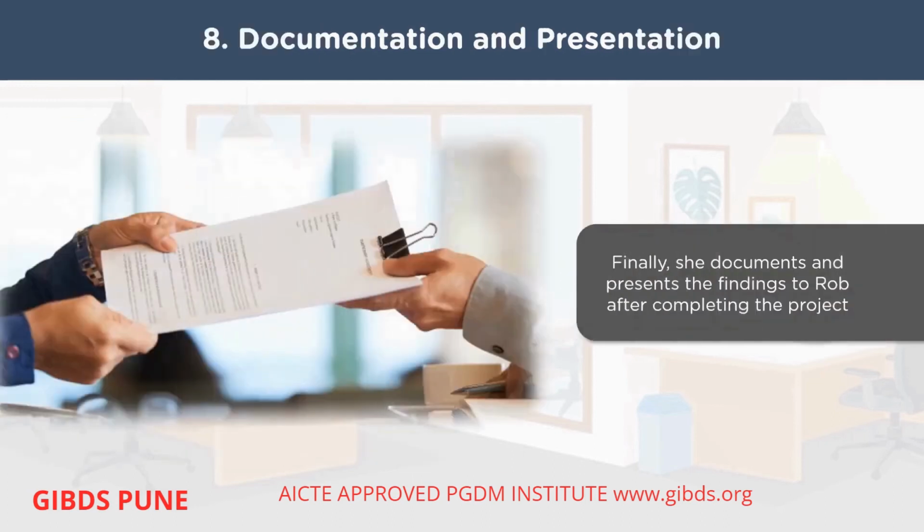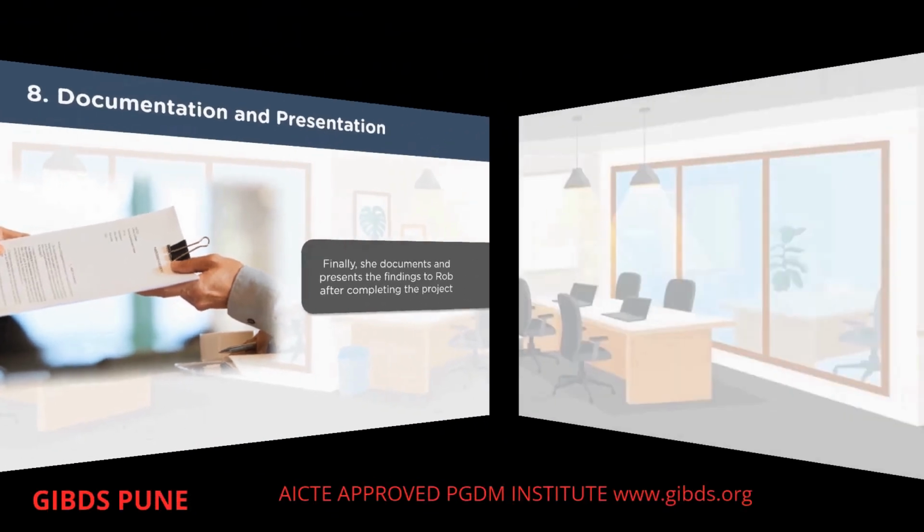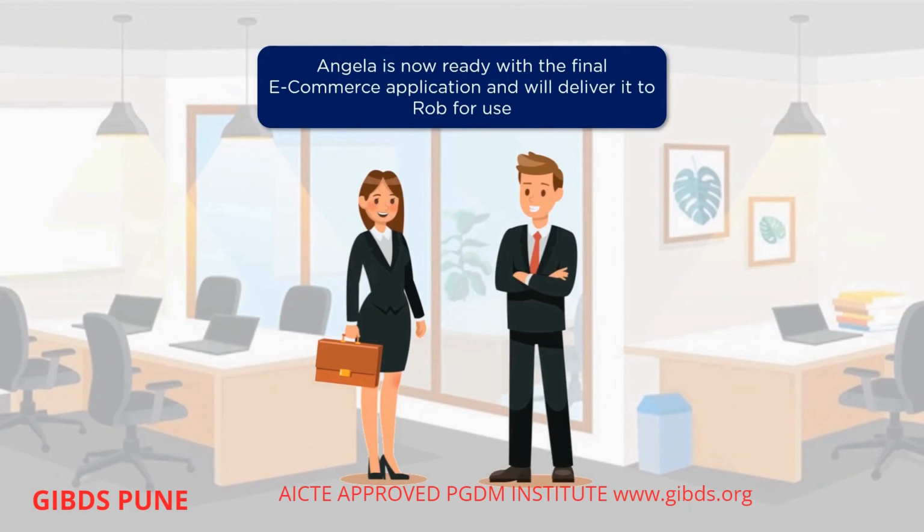On completion of the project, Angela documents and presents the project findings to Rob. Generally, business analysts present the project outcomes to the stakeholders and clients along with maintenance reports. Angela notes down all the project learnings and details in a concise manner. This will help her take better decisions in the future, and these documents will save her time while implementing the next project.